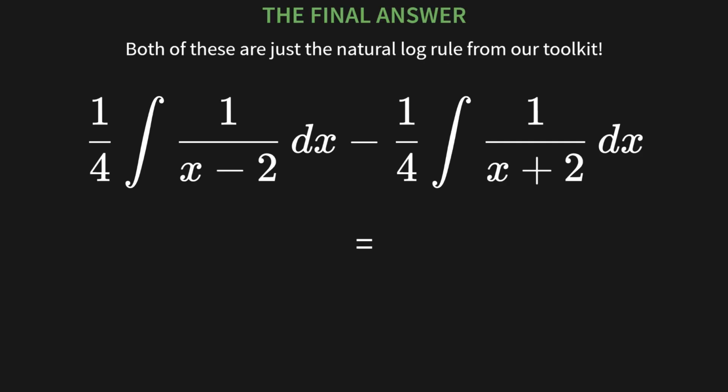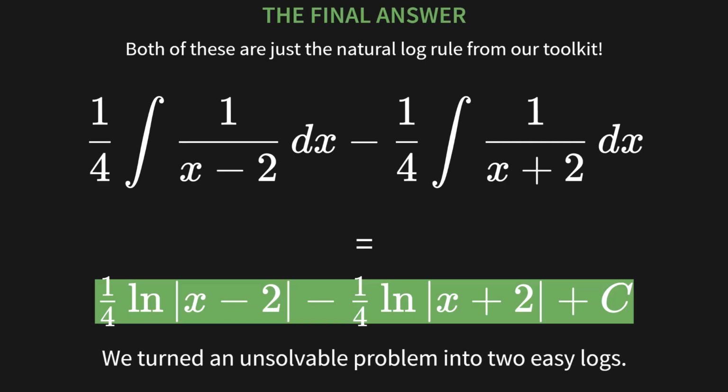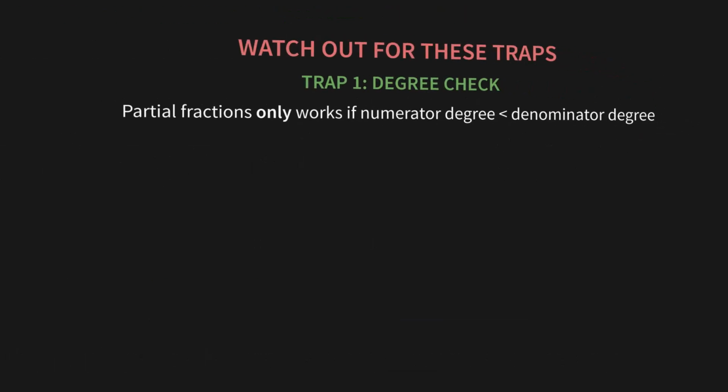Both of these are just the natural log rule from our toolkit. The answer is 1/4 natural log of the absolute value of x minus 2, minus 1/4 natural log of the absolute value of x plus 2, plus c. We turned an unsolvable problem into 2 easy logs. But before you get too excited, you need to watch out for these traps.